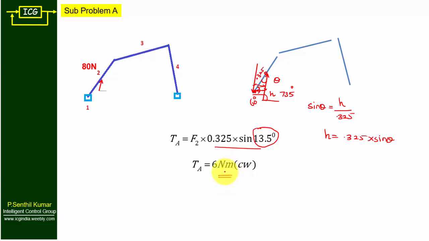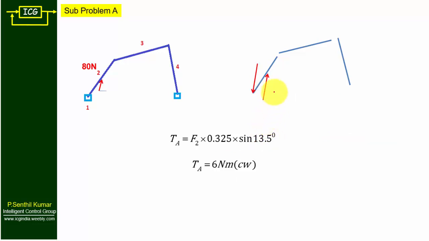Now the question is, what is the direction of the 6 Newton meter? Let me erase everything. Here, the force is acting in counterclockwise direction. But what we need is torque. Torque is opposite to force, so torque will be clockwise. That's why I used clockwise.